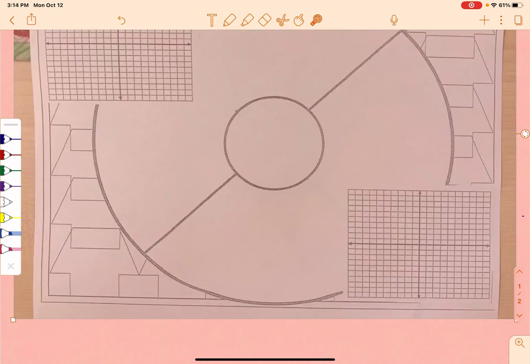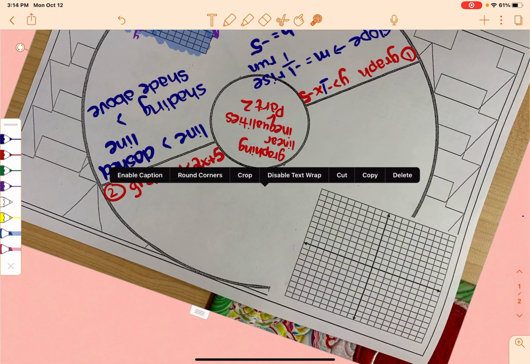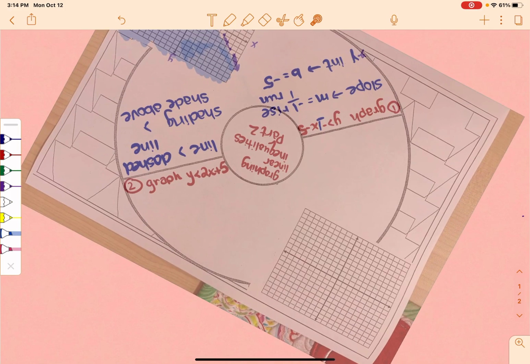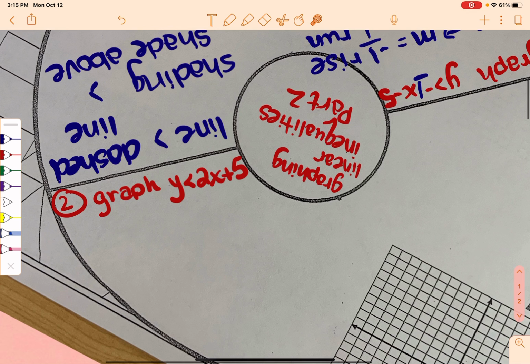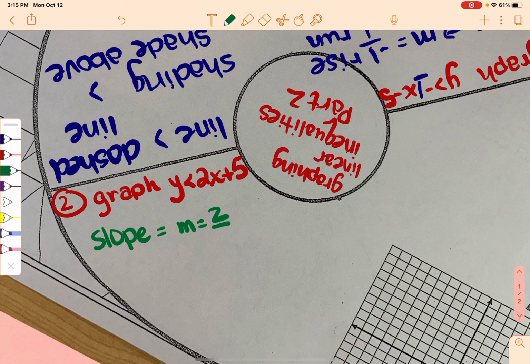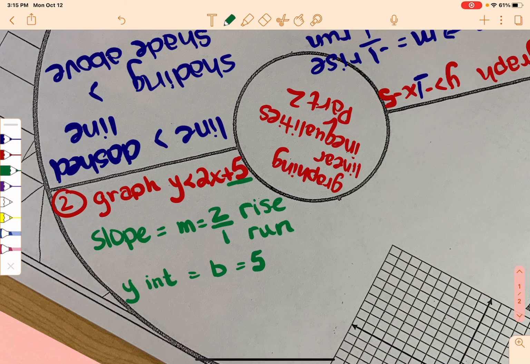Now I'm going to move to the other example here. So I have y is less than 2x plus 5. To get my slope, which is my m value, it's 2 over 1. So rise over run. My y-intercept is b, which is positive 5. So remember, when you're taking that, you're taking the sign in front of it. So if it's plus 5, that would be positive 5.